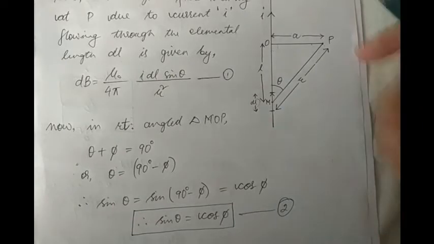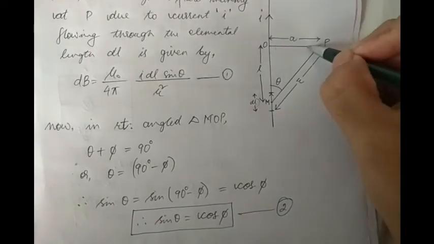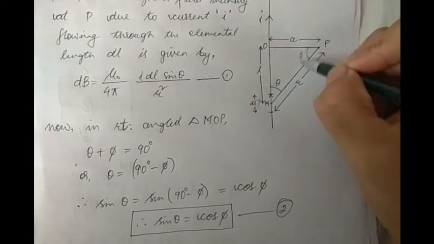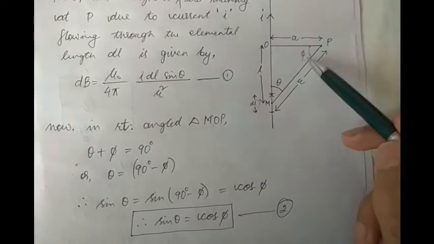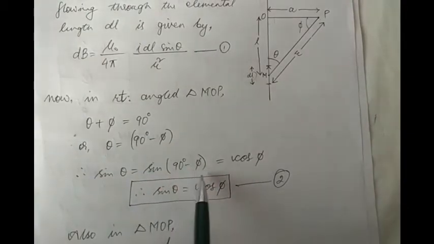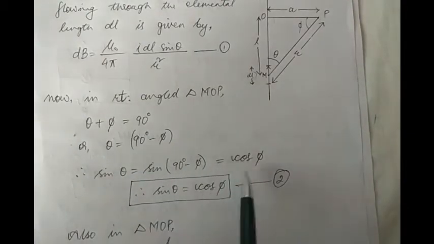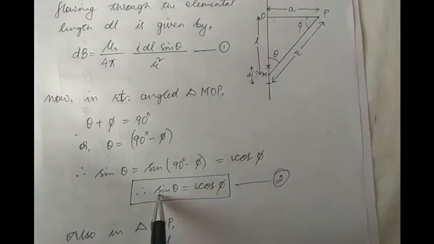theta plus phi, I haven't shown phi over here, so phi is this angle. Theta plus phi of course is 90 degrees. Therefore theta can be written as 90 degrees minus phi, which implies that sine theta is sine of 90 degrees minus phi. Now sine of 90 minus phi is cos phi. So therefore sine theta is the same as cos phi.